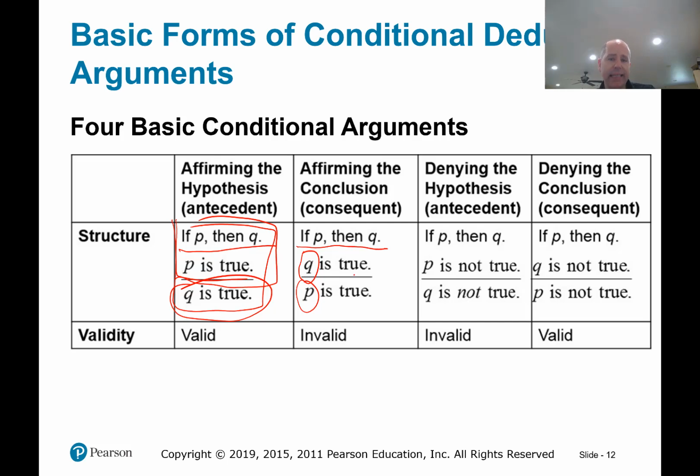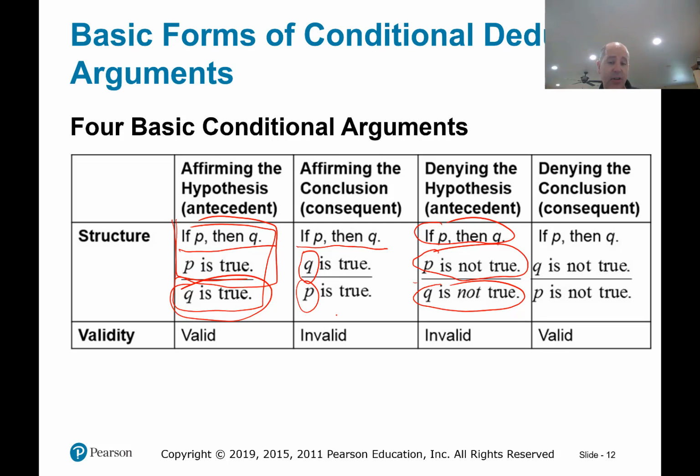Okay, now let's look at denying the antecedent. This is where you start with the conditional, if P then Q, and then you say, okay, well, we're going to say not P, that P is not true. And then the conclusion is, well, then in that case, Q can't be true.